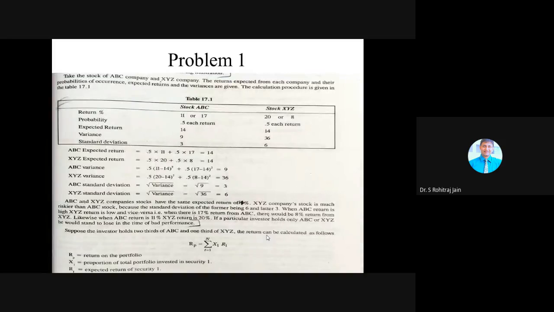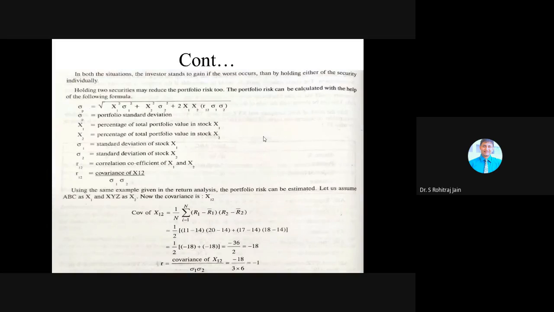1 divided by 2 multiplied by (11 minus 14) into (20 minus 14) plus (17 minus 14) into (8 minus 14). See the problem here, all of you. So now 1 divided by 2 into, I'll get minus 18 plus minus 18, which is equal to minus 36 divided by 2, which is equal to minus 18.